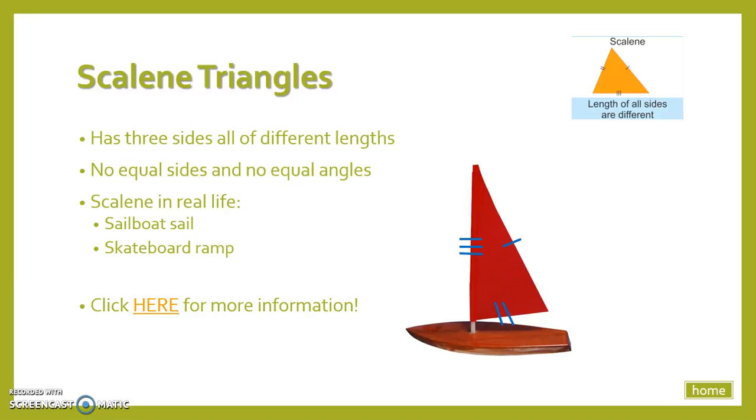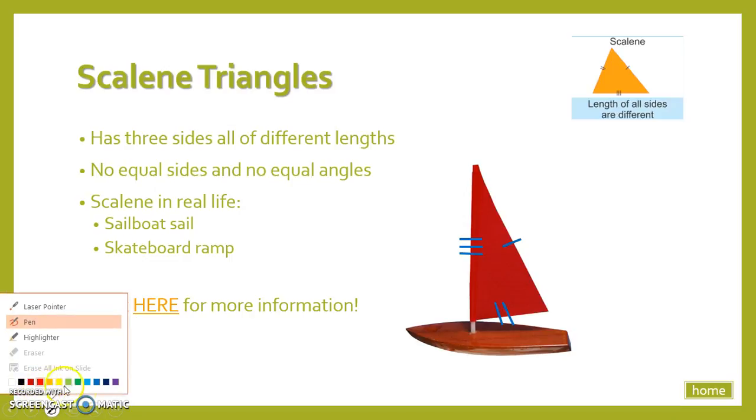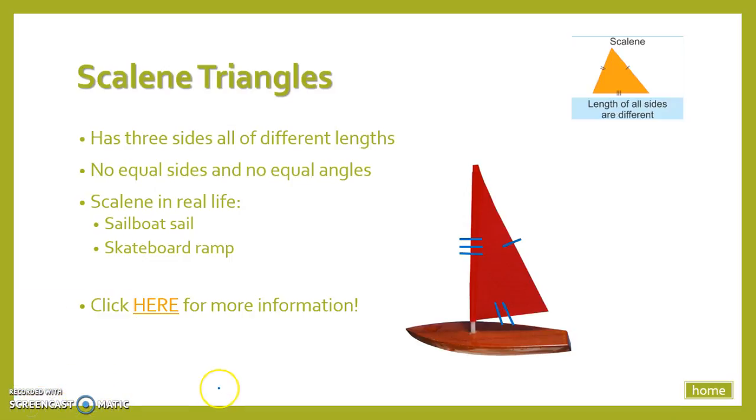For examples of scalene in real life, we have the sailboat sail, which you can see on the screen, and then a skateboard ramp. Now, one thing that I want to point out is the lines on the sailboat sail. If you notice, one side has 3, one side has 2, and one side has 1. The reason for this is to show all their different lengths.